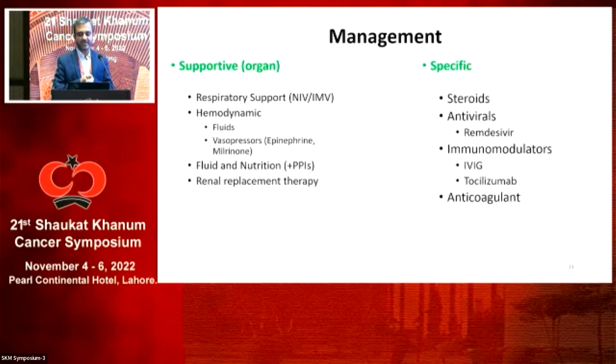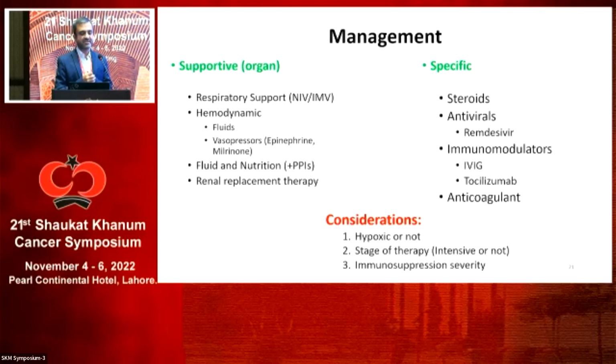So if we come on to the specific therapies, we have the options of steroids, antivirals, specifically remdesivir, then immunomodulators like intravenous immunoglobulin or tocilizumab and others, and then anticoagulation. So the considerations, as I already mentioned, are whether the child is hypoxic or not, what is the severity of COVID disease, what is the severity of immune deficiency or immune suppression, and at what stage of that particular cancer is the patient? Is it the induction therapy? Is it the consolidation? Is it the maintenance therapy, etc.?